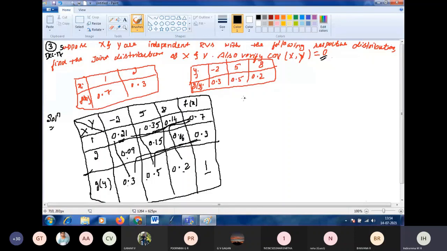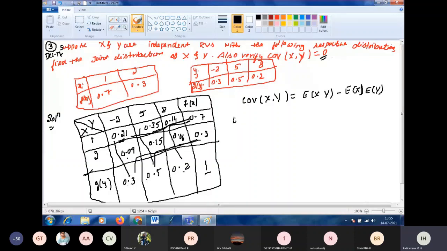Next, we have to find the covariance of x, y and prove it is equal to 0. What is the formula for covariance of x, y? It is expectation of xy minus expectation of x into expectation of y, that is mu x, mu y. Mu x is expectation of x, and mu y means expectation of y. So find these and substitute.